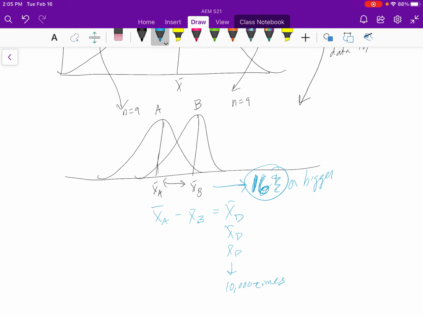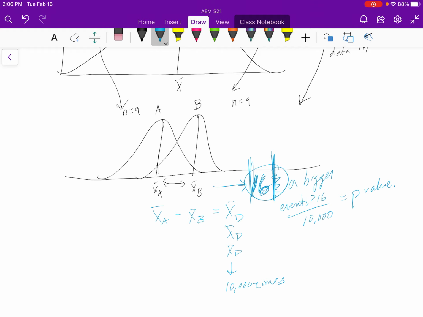And that number of times out of 10,000, the number of events greater than 16 out of 10,000, is going to be your p-value. That is the proportion of times you had a difference greater than 16.